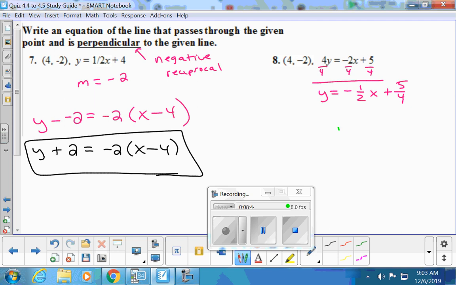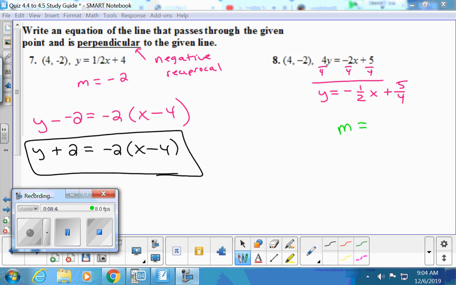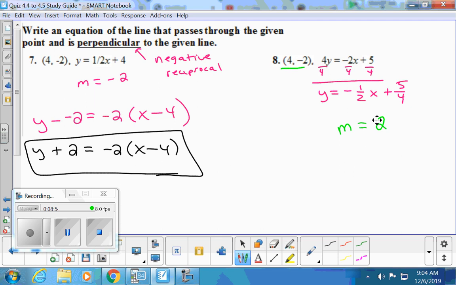Our slope needs to be perpendicular to that. So a negative reciprocal. What would our slope be? Positive 2/1. Yes. And then here's our point, so we can sing our song. Y minus y equals slope, x minus x. Clean it up. Just make it a positive 2.